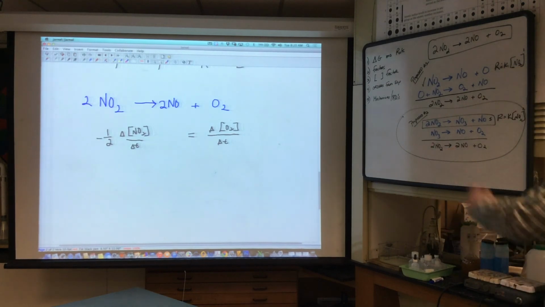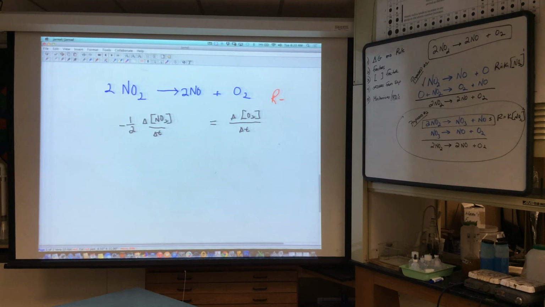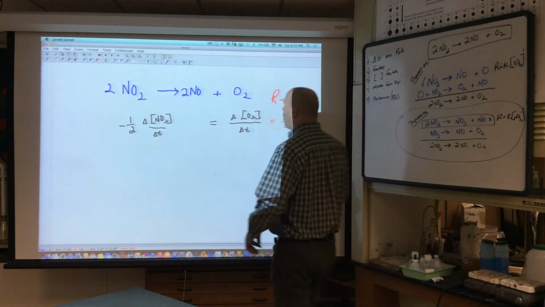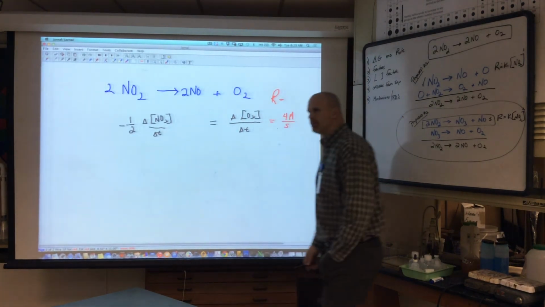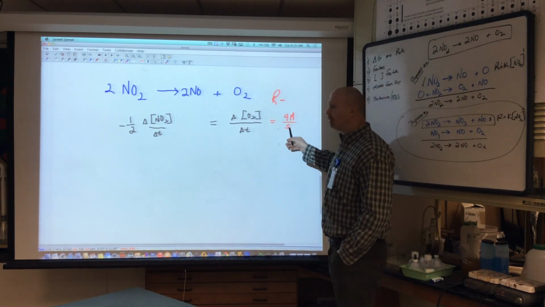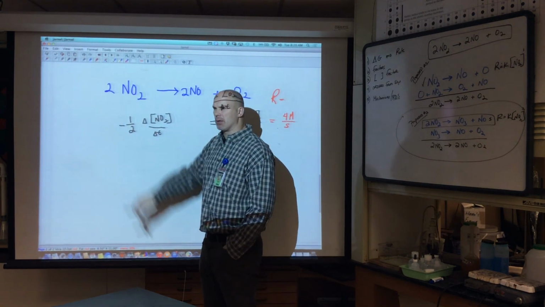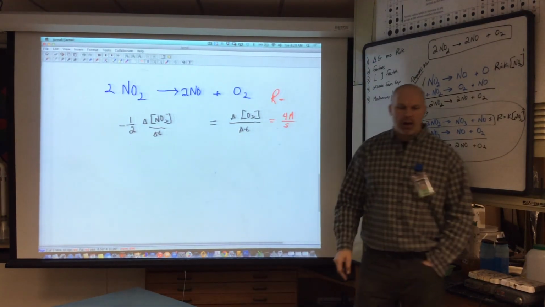If I knew the rate of O2 is 4 molar per second, so let's do this. If the rate of development of O2 is equal to 4 molar per second, what is the loss per second of NO2? If the production of O2 is 4 molar per second, what is the loss of NO2 per second? 8, because of the 2 to 1 ratio.